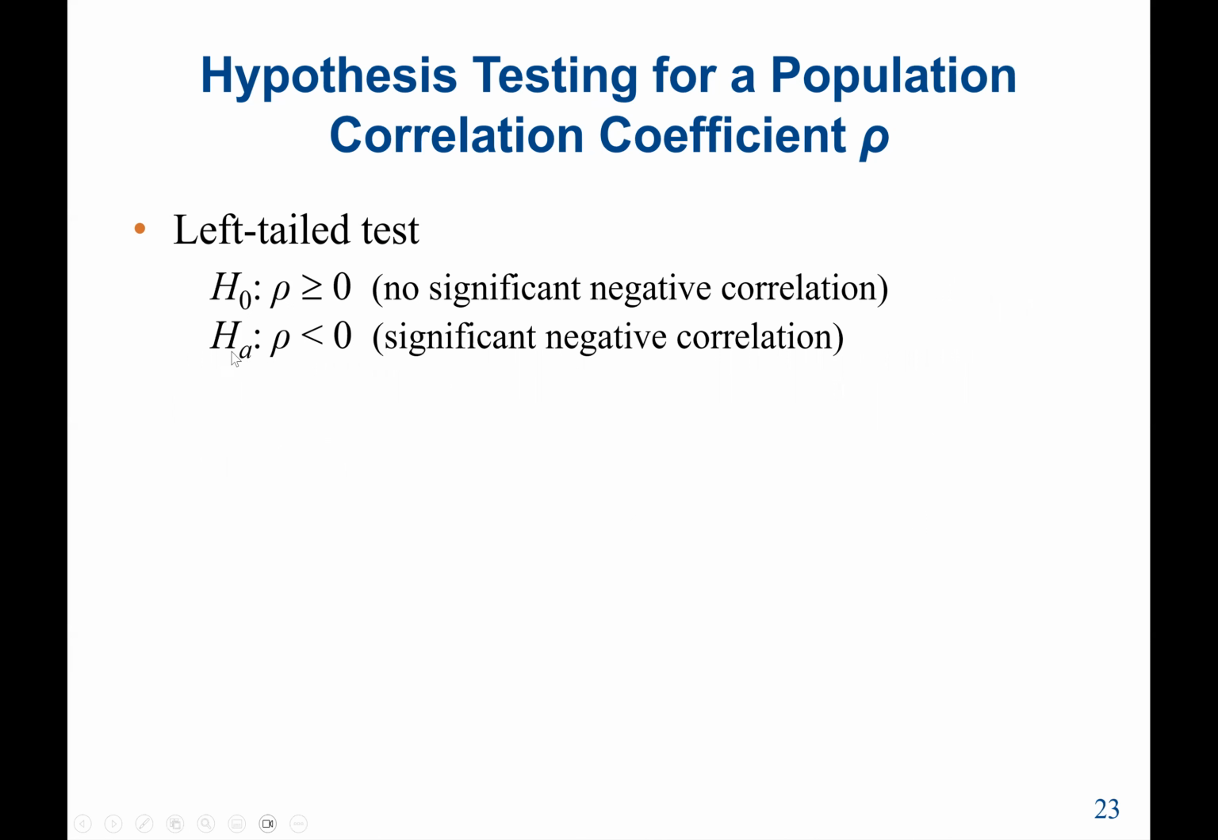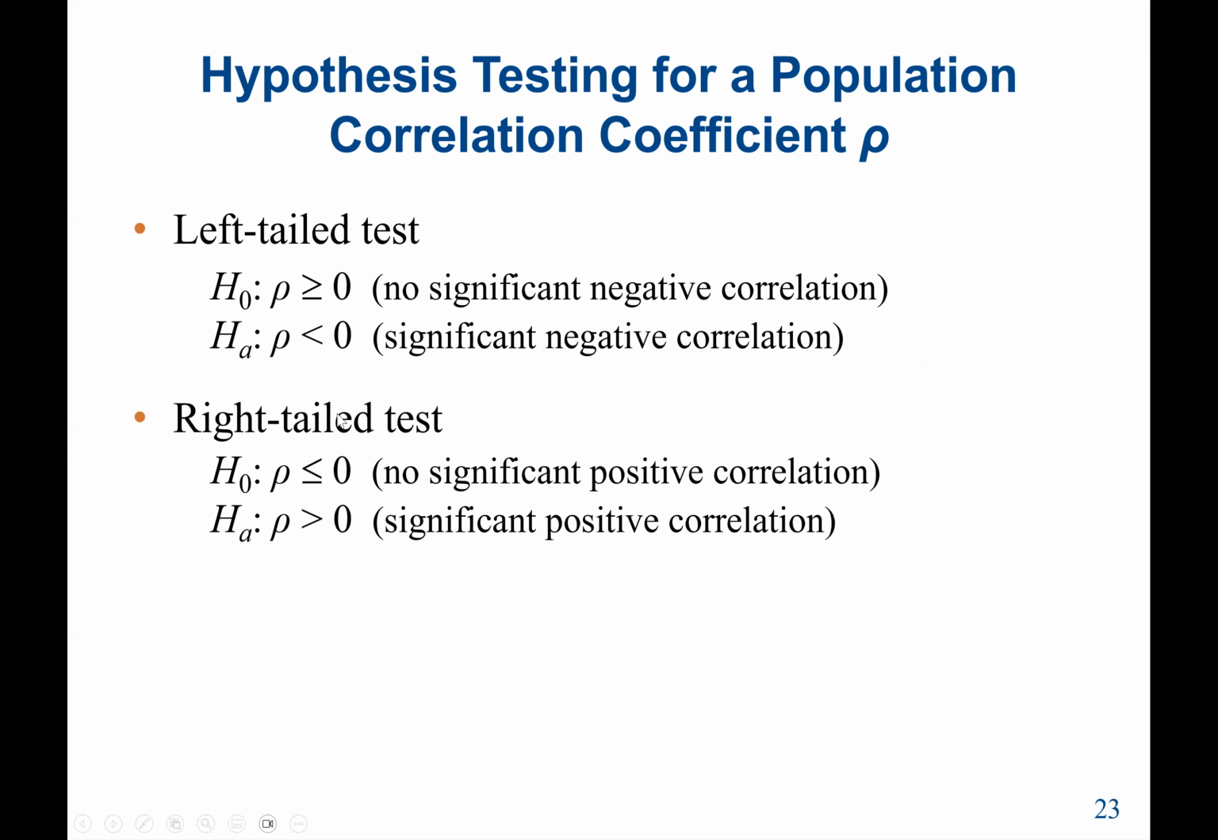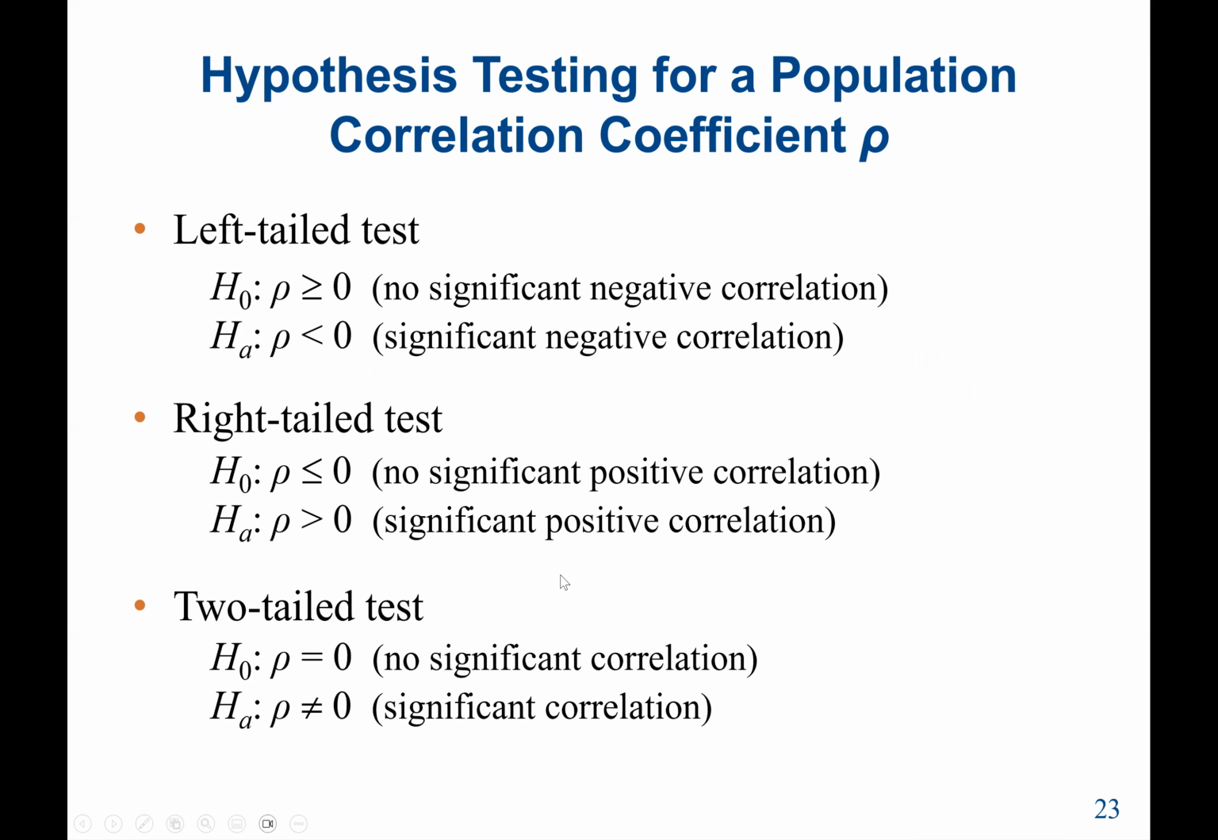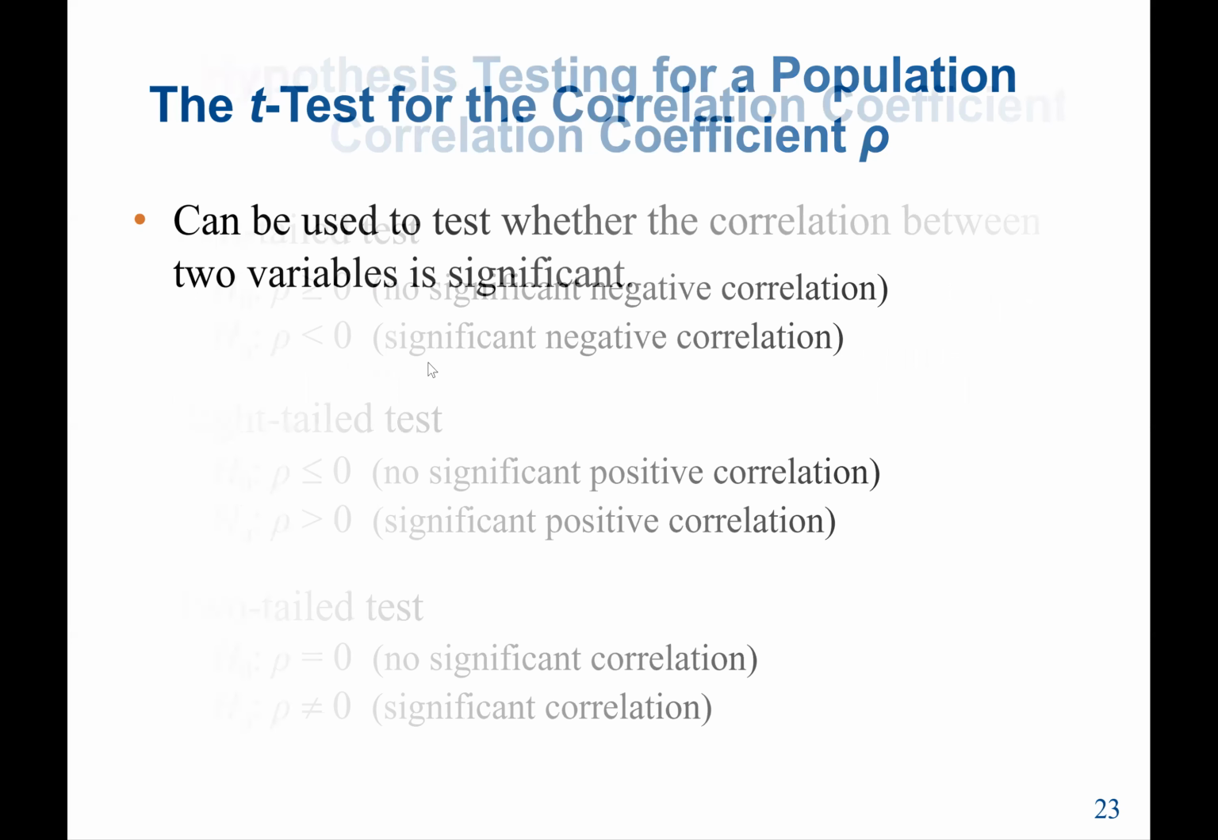Or alternative, or HA, means the rho is less than 0. It's a negative correlation. The right tail means the H0, rho, will be less than or equal to 0, which means there's no significant positive correlation. Or the rho is greater than 0 means there's a significant positive correlation. Now, two-tail means rho equal to 0 and rho not equal to 0. So H0 means it's equal to 0, HA means not equal to 0. So we have two ways.